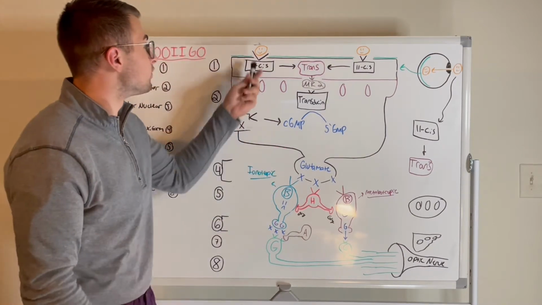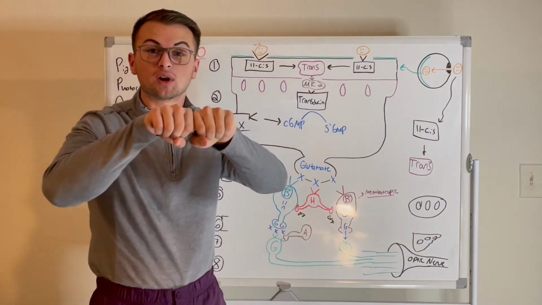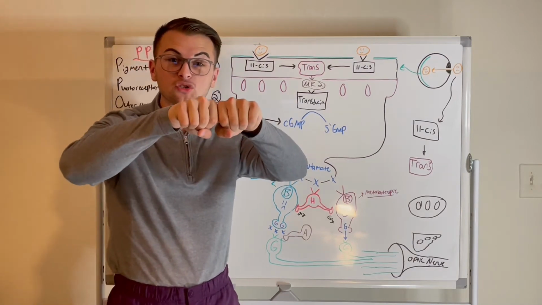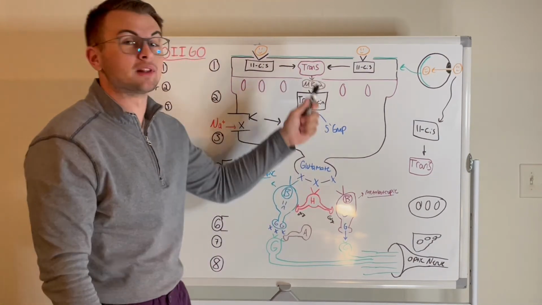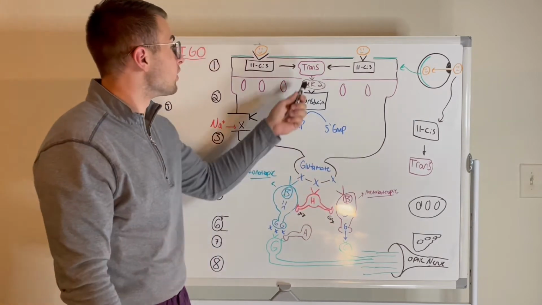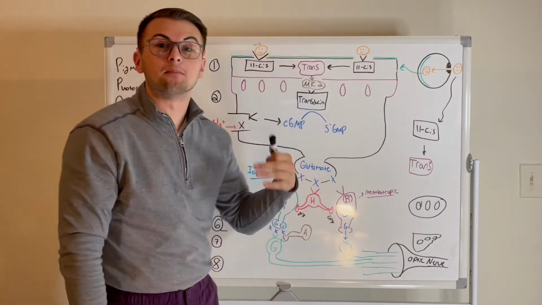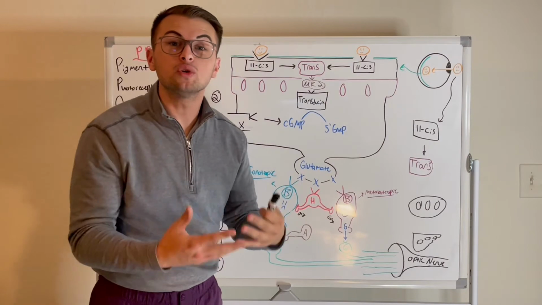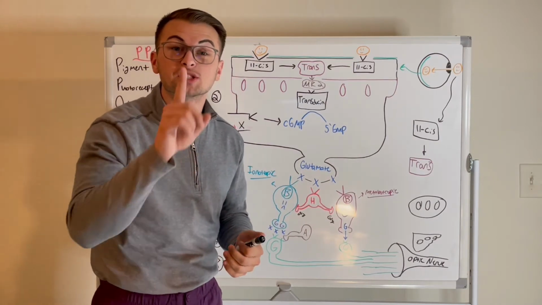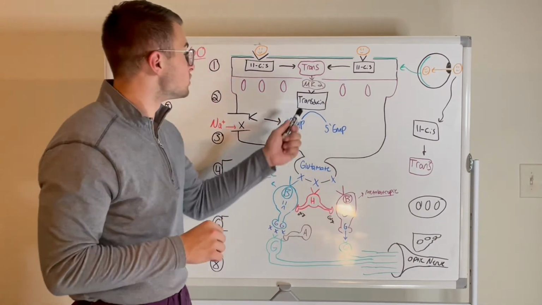So what has happened? Well, we know that the photon has struck 11-cis retinol, which has turned it into all trans retinol in the photopigment layer. Next, we know that this all trans retinol has created Metabotropic 2, which has glued itself to transducin.